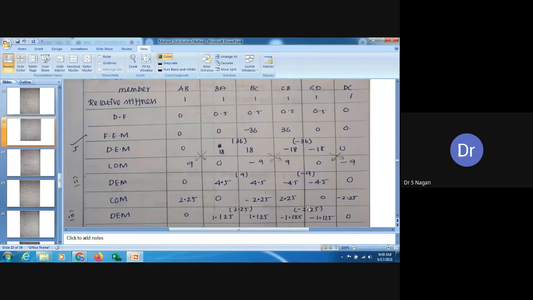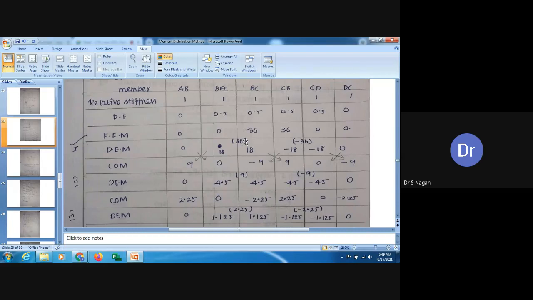Just add these two, you should get zero. Yes, because by mistake students will write this as plus 2.5 itself. If you write plus 2.5 and add, I will be getting 4.5. So the thing is, I should make it zero. Everywhere, please see, 2.5 minus 2.5 is zero.